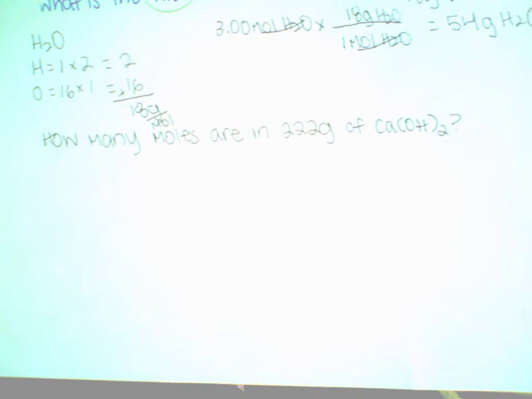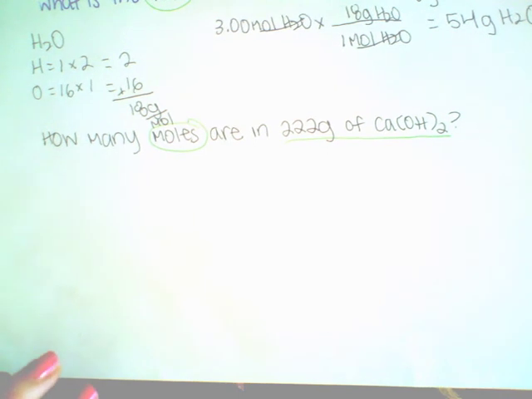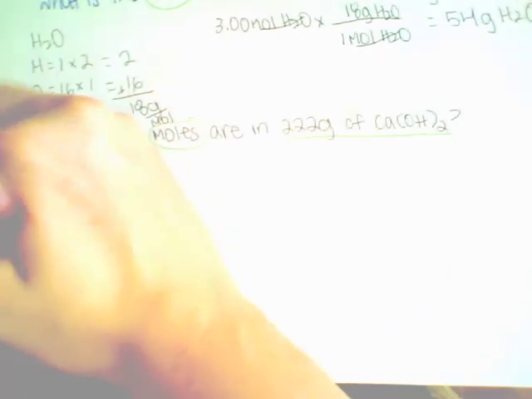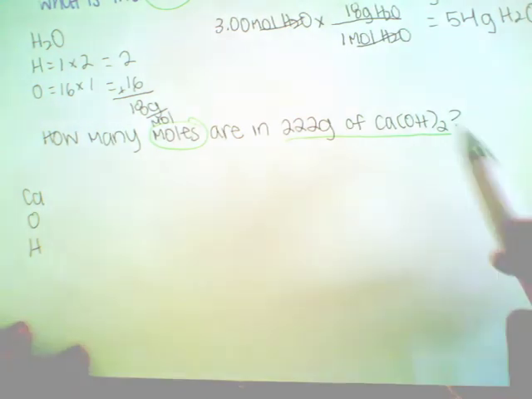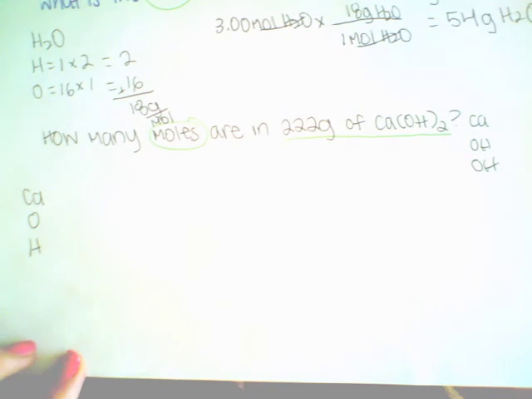In the next example, the question asks, how many moles are in 222 grams of calcium hydroxide? We are looking for moles, and we have grams, or the mass, of calcium hydroxide. We need to find the molar mass so that we have a conversion factor. In the molar mass video, I showed you that you can distribute this 2, or think about it as Ca and 2 OHs. Please see the previous video on calculating molar mass for further explanation on that.